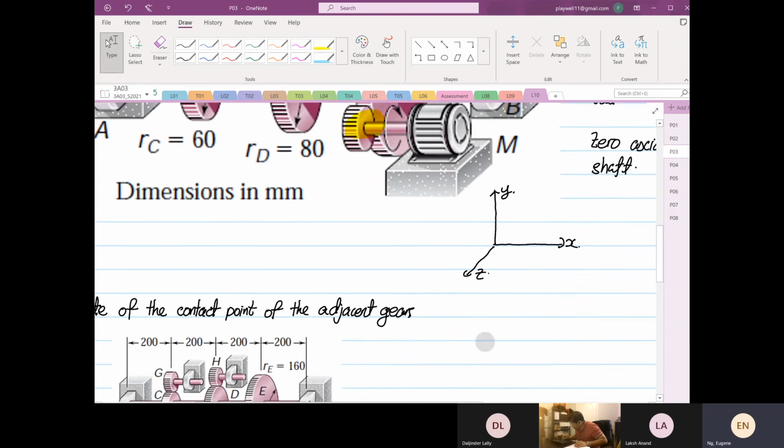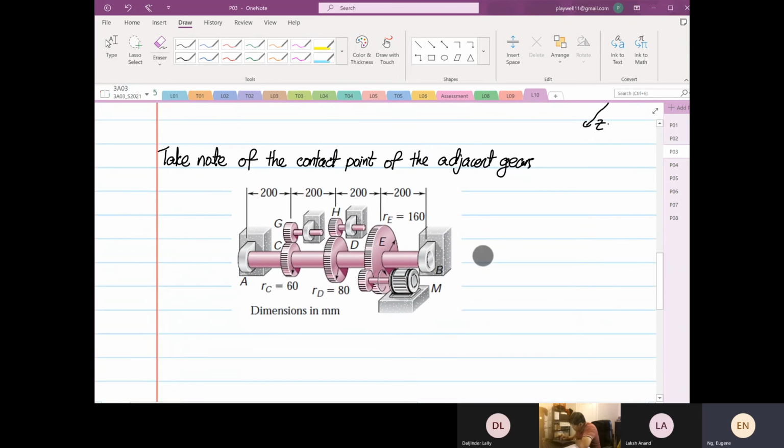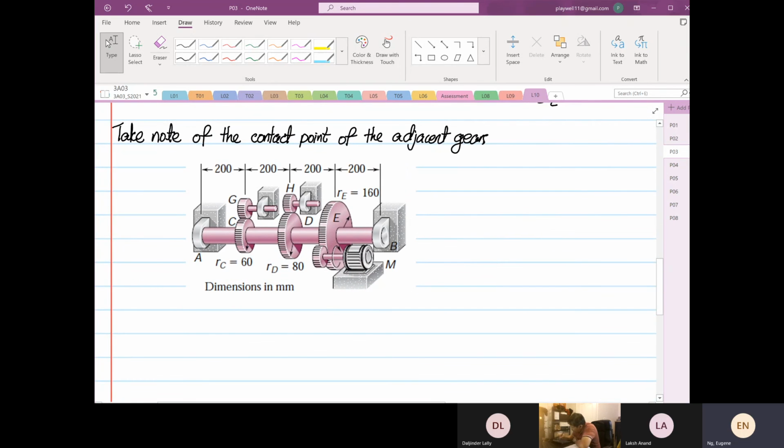I thought I made a mistake regarding the value, but yeah, it's 50. Sorry. So we're going to look at where the contact points are. From here we know that the contact point is at the top, and this one is at the side. Can you all see that? I've just put it down in black. So you all have to take note of that.